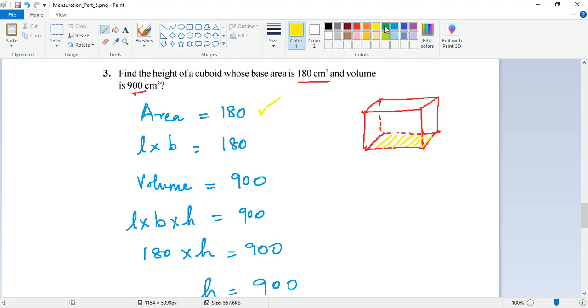Okay. And then next they have given, see, this is actually area is length into breadth. So your length into breadth is 180. Okay. Now they have given volume is 900. So we know that volume is length into breadth into height. We'll put height also here. And that is 900. So length into breadth is 180. We have found out, right? So this length into breadth, we can use it for here. I can write 180 for this length into breadth. And height I will write as it is equals to 900.